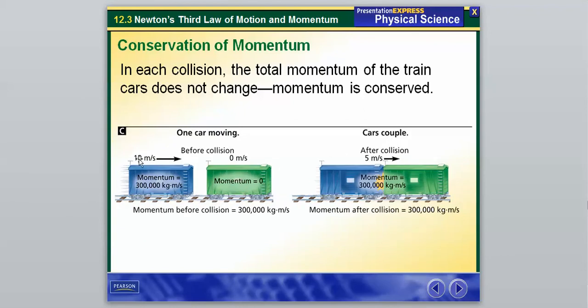And then now one car is moving, and then the cars are going to actually not bump off of one another, but they're actually going to hook up and form one, so the cars are going to couple. So even when they're not actually bouncing off one another, when the train cars are actually meant to stick together, in a real life situation, if the train cars stick together, our total momentum is still going to be the same, because now we have one object with that same momentum here.